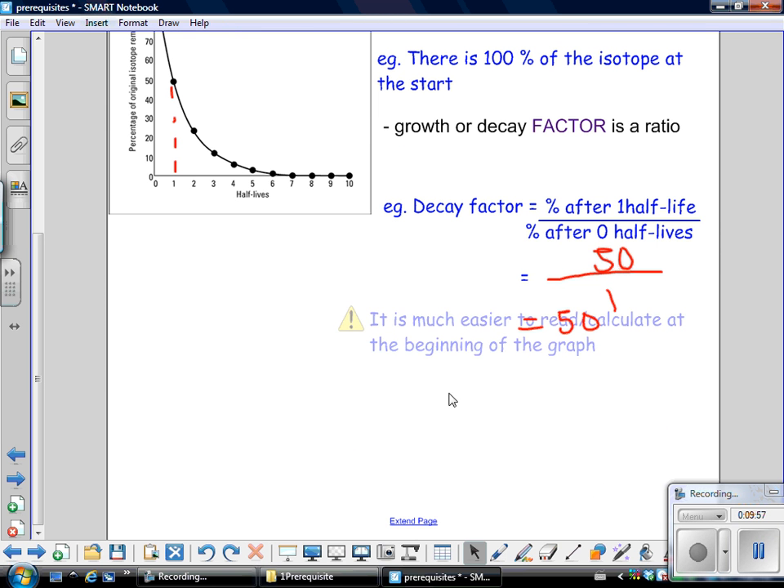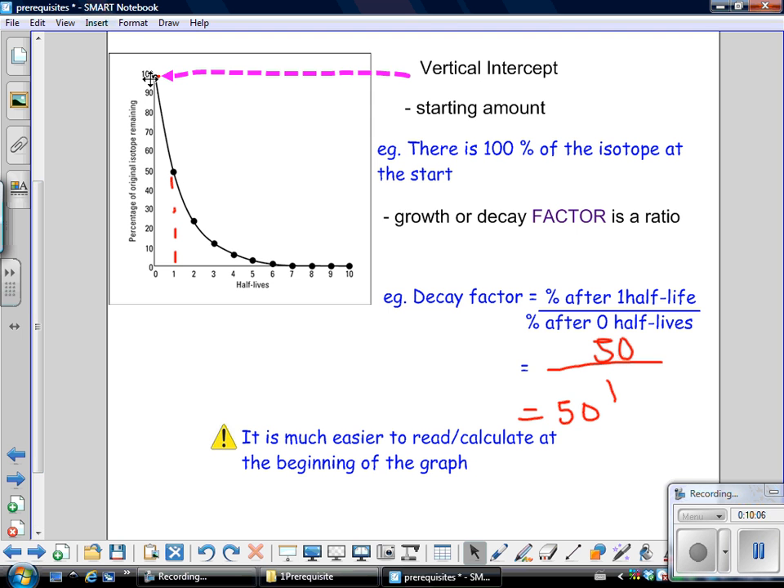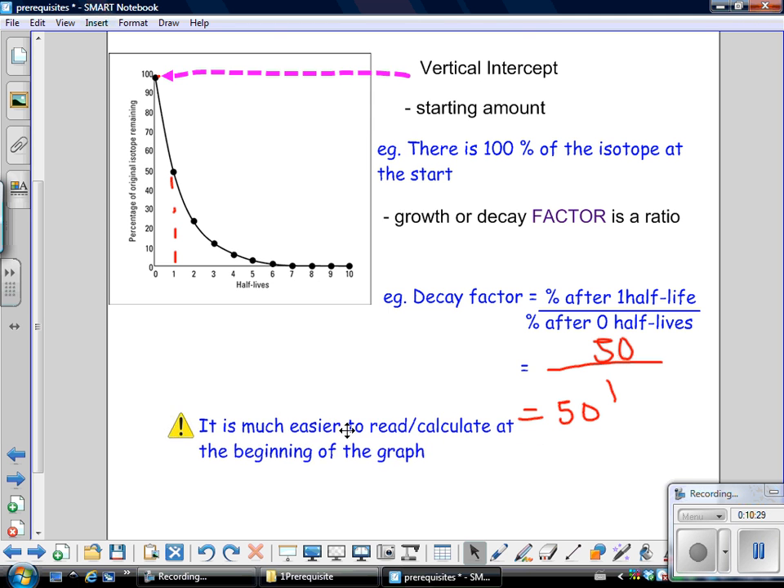Now, one important thing to remember is that it's much easier to read, in other words, calculate at the beginning of the graph. Okay, the reason being, if you notice at the beginning, you can see the numbers much better. What happens, however, when you get closer to when it starts creeping along this x-axis, it's very difficult to figure out how much it's gone down between, for instance, 7 and 8. On the graph, you're saying 0. It's not quite 0. It's approaching 0, but it's not quite that. So it's much easier to do that.